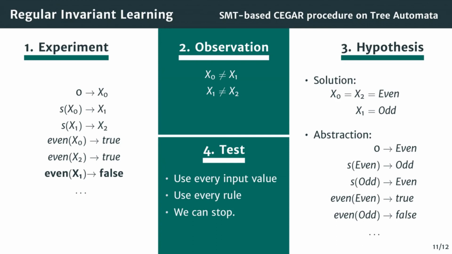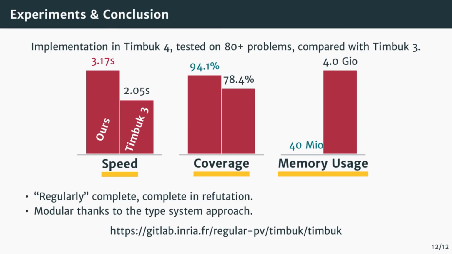We have found an abstraction that gives us the correct input type for the output true, which is a new language even, recognizing even numbers. We have proved that this procedure is regularly complete, as it can learn any regular language, and complete in refutation. We have implemented it in OCaml in a new version of Timbuk and tested it on more than 80 problems. When possible, we compare the performances with the previous version of Timbuk.